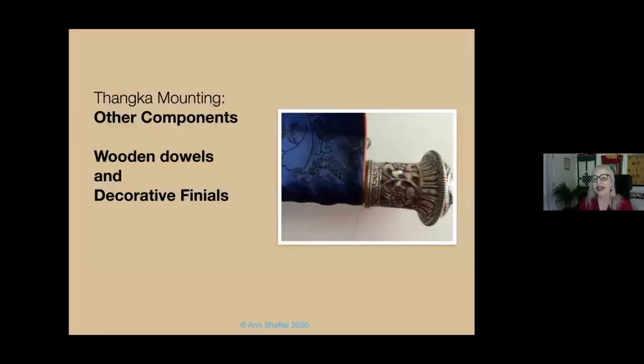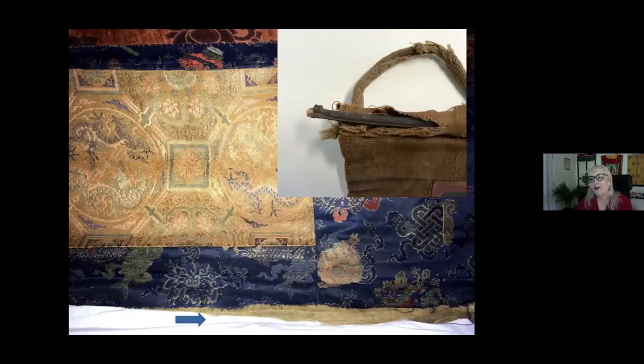Other components, again, are wood and metal. We're talking about the sculptural form of a thangka. It's not just a painting. It's three-dimensional. And for its preservation, you have to consider all of these elements: metal, wood, silk, leather. The wooden dowel on top often pokes out because the sharp edges tear the edges of the sleeve.